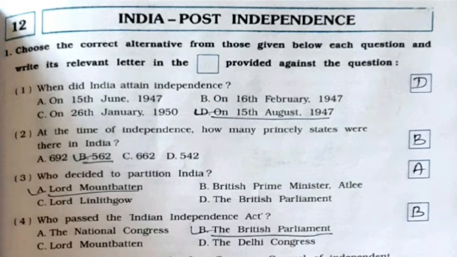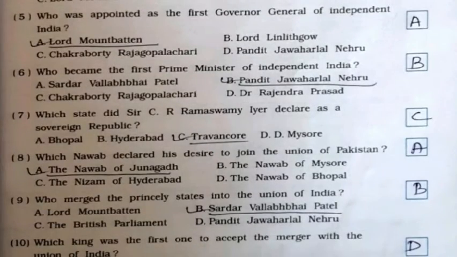Fourth, who passed the Indian Independence Act? It's option number B, the British Parliament. Fifth, who was appointed as the first Governor General of independent India? It's option number A, Lord Mountbatten. Sixth, who became the first Prime Minister of independent India? It's option number B, Pandit Jawaharlal Nehru.